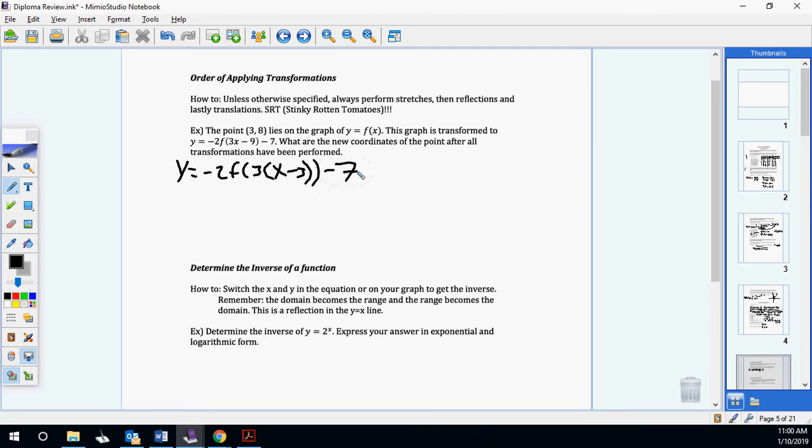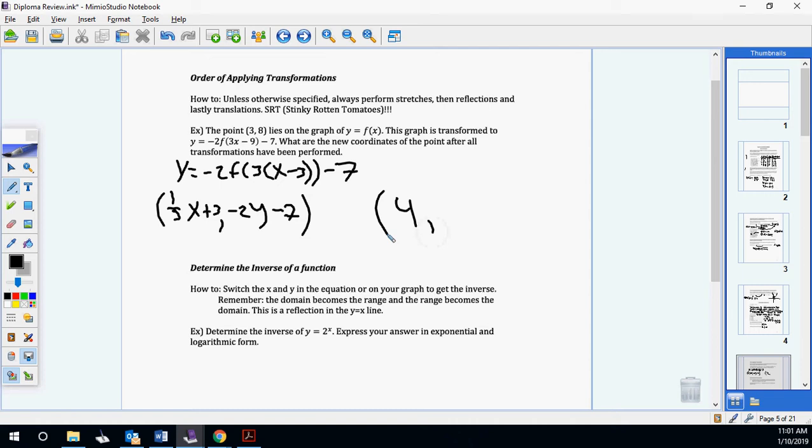What I like to do is put it into my point mapping. I put my x here, my y here. What's happening to my x? My x is being stretched by 3, which is 1 over 3, and it's right 3, so plus 3. My y is being stretched by -2, and then down 7. Now I just plug in the point (3, 8) and figure out where it's been moved. So 1/3 of 3 is 1, plus 3 is 4. So my first coordinate is 4.